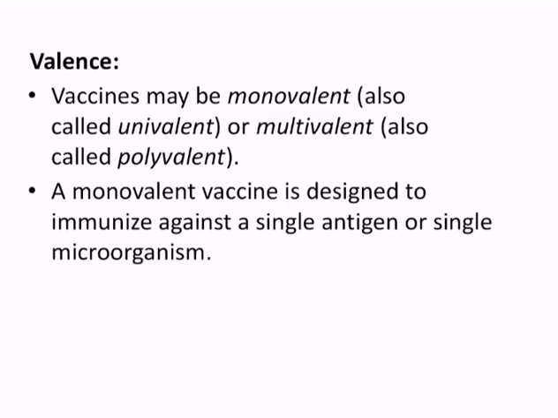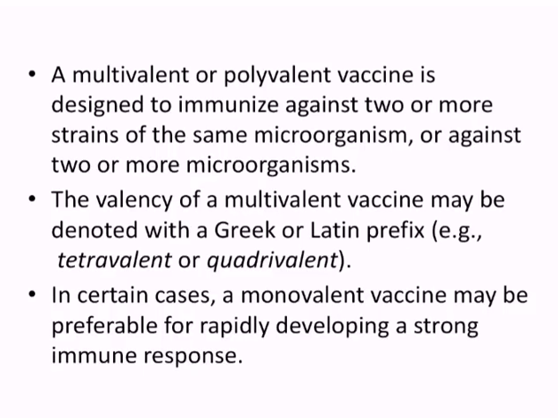Regarding variants, vaccines may be monovalent, also called univalent, or multivalent, also called polyvalent. A monovalent vaccine is designed to immunize against a single antigen or single microorganism. فالفالنس دي بتعتمد على ان الفاكسين ده بيستخدم لكم نوع من الانتيجين او الميكروورجانيزم. فالفالنس ممكن تكون مونوفالنت معناه انه الفاكسين بيشتغل تجاه سنجل انتيجين او سنجل مايكروورجانيزم.